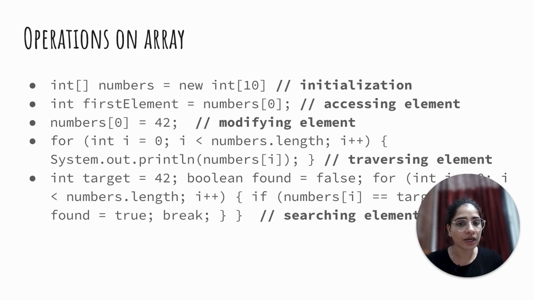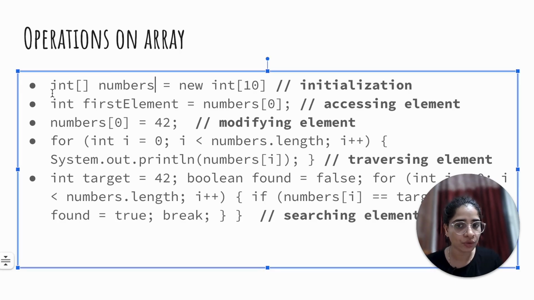So now what are the operations that you can perform? By writing this statement, int[] numbers = new int[], now you have to define the size. That's how you can do the initialization. Then if you want to access the first element, the first element will be present at the 0th index, so it will be numbers[0]. If you want to modify the element, you will say numbers[0] should be equal to this.